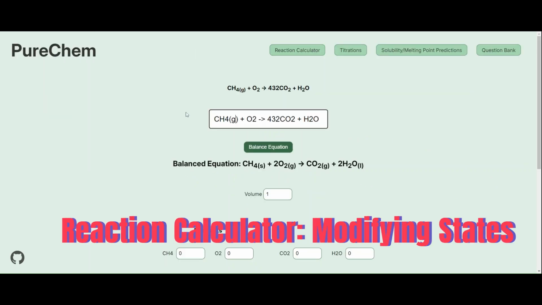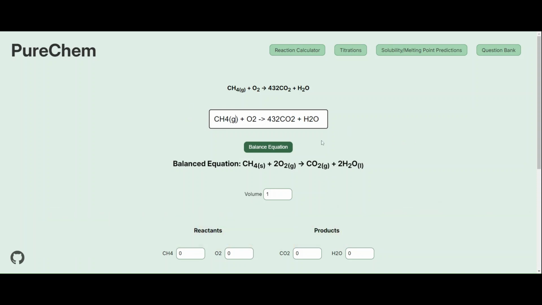Next, note that we can change a compound's state into whatever state we'd like. For example, we can change the state of CH4 into solid, and we can also make the state of oxygen into gas. And we can also input any coefficients that we like initially. We can press balance equation again, and we still get the same results.